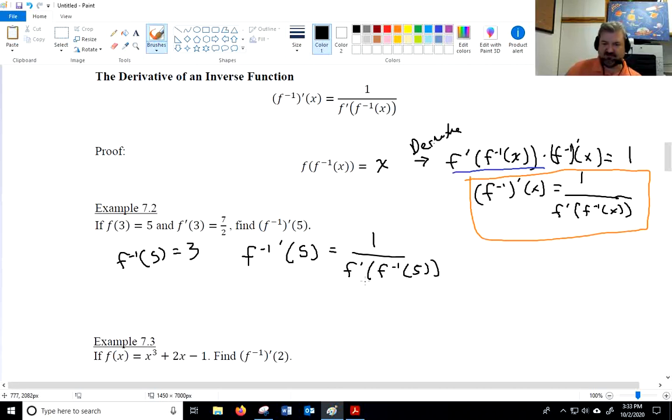F inverse of 5 we said was 3, so it must be 1 over f prime of 3. But we know f prime of 3 is 7/2, so it's 1 over 7/2. And what does 1 over a fraction do? Just flips it, 2/7. So this derivative must be 2/7.